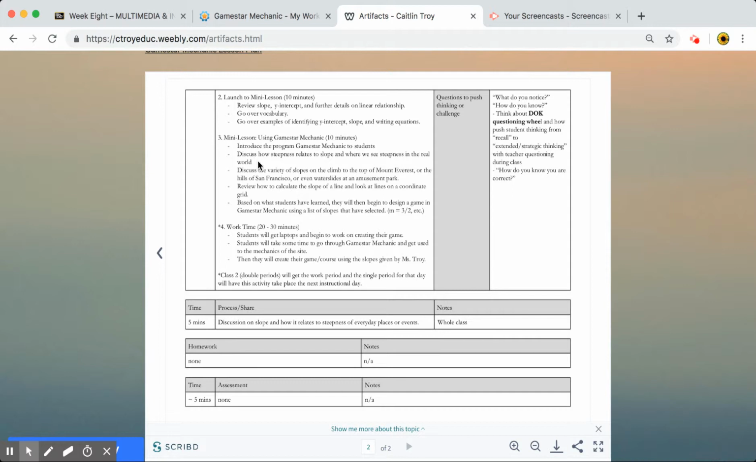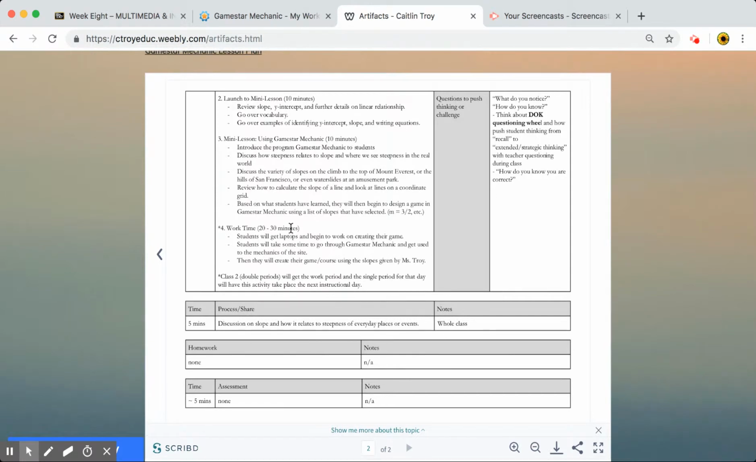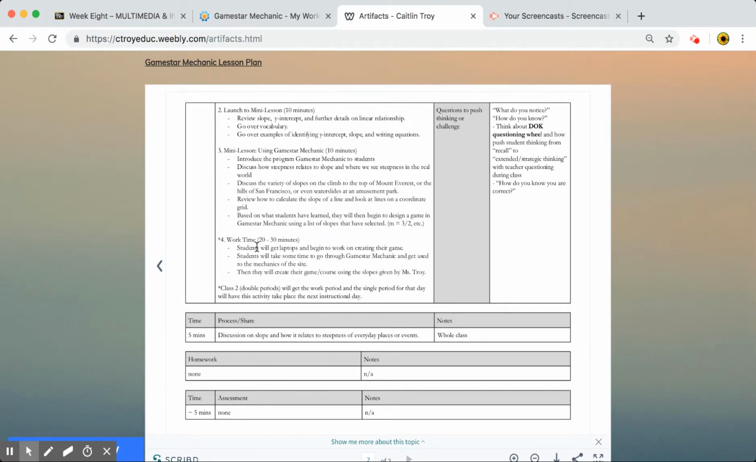But anyway, in the mini lesson, introduce the program to the students, discuss how steepness relates to slopes, and where we see steepness in the real world. We can talk about other instances like Mount Everest, hills, waterslides, and amusement parks. Review those concepts on slopes, and then say that based off some slopes that I am going to give, they're going to incorporate that into their video game. And then the fourth thing will be for them to have a work time, so just get started.